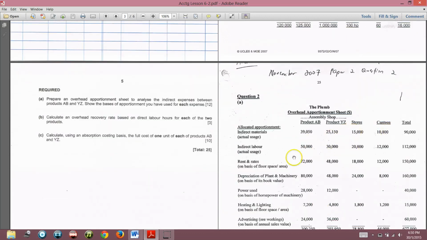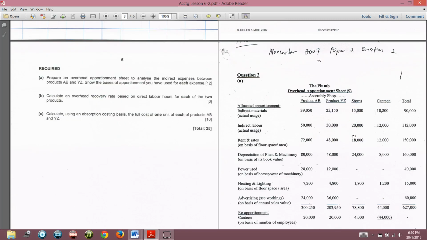I'll put down my figures. Okay, indirect labor. Then you have rents and rates. I don't know the allocation, but I have the total. The total is given in the question. So without thinking too much, I will put the total first. Okay, this is the actual amount that is given in the question. Actually, all these are budgeted figures, to be precise.